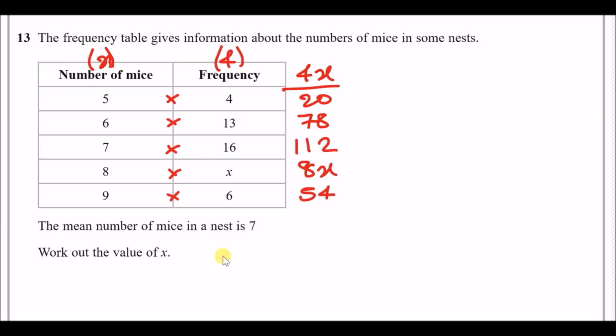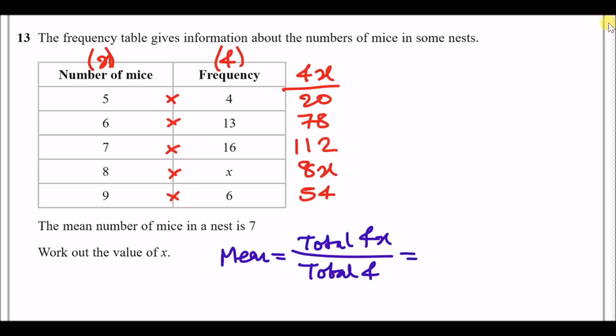And so the mean is going to equal the total fx, so we add up all those values we found, over the total frequency. So we need to add up this whole column here. Now the total fx, if you add up all of these terms, you're going to get 264 plus 8x.